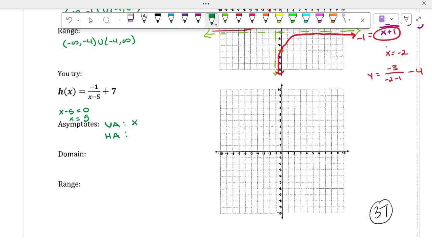Good. Now what do I do? Just k. Which is? Good. What do I do now? Where? What kind of lines? So at x equals 5, what kind of line? Vertical.